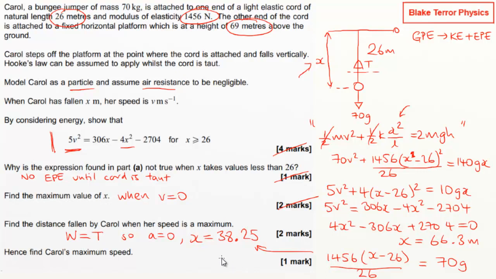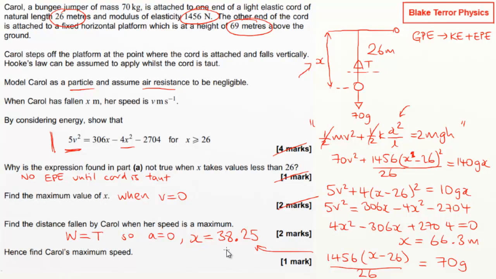So yeah, that's all fine. So at least she hasn't hit the ground, which is something. And I could have maybe made it a little bit more daring for her and got her close to that 69 meters, but, you know, 38.25, still a long way to fall. Hence, find Carol's maximum speed.